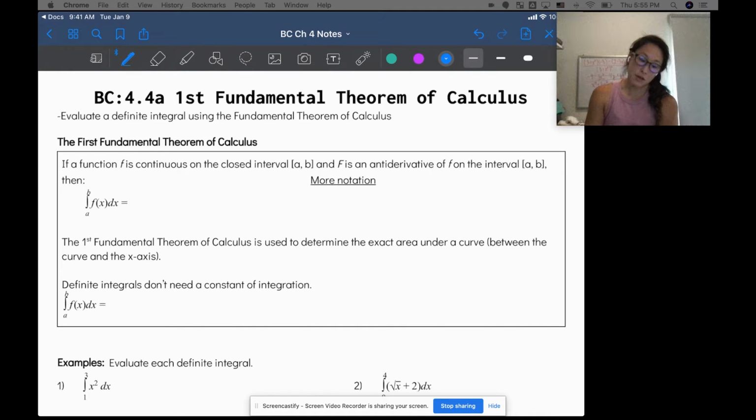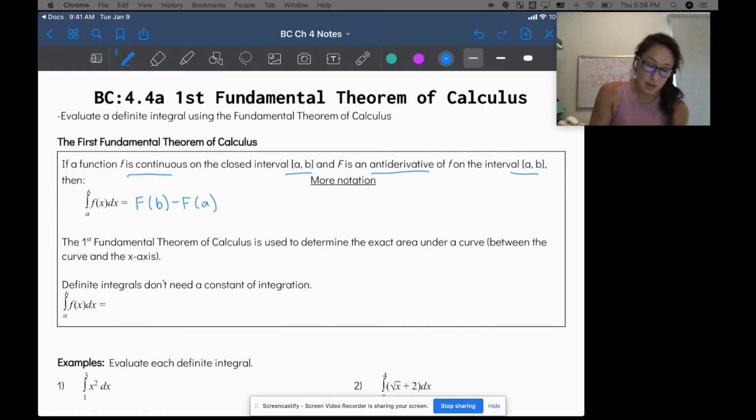The first fundamental theorem of calculus tells us that if the function f is continuous on a closed interval, then F is the antiderivative of the function f on the interval from a to b. So if I have the integral from a to b of f of x dx, then F is the antiderivative. So I need to evaluate the antiderivative, F of b minus F of a.